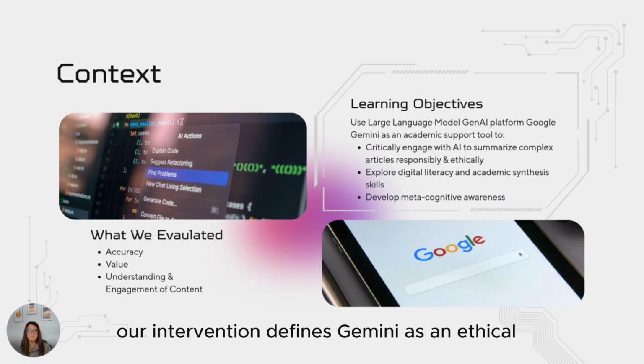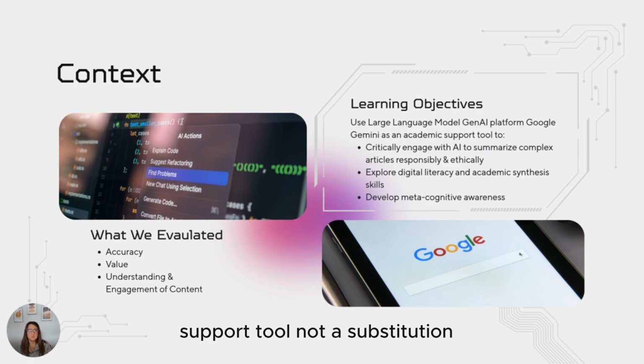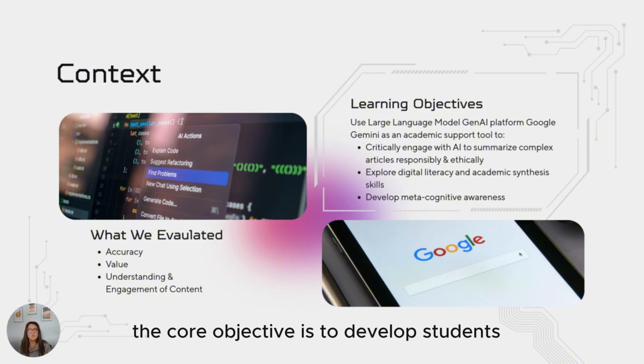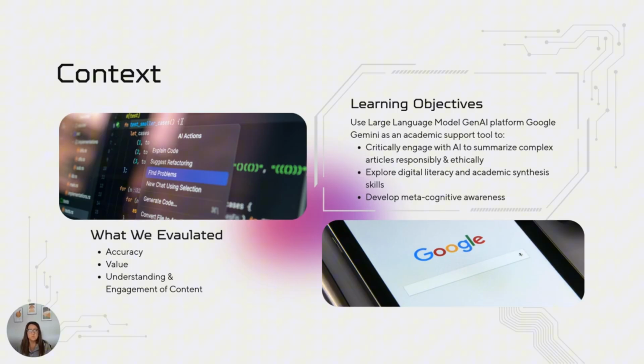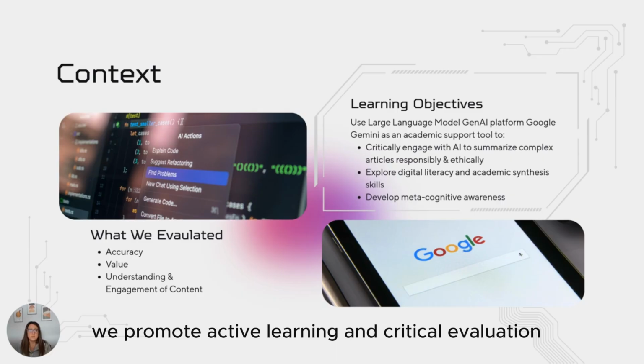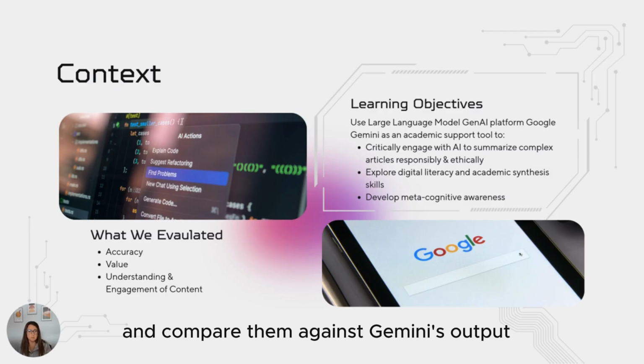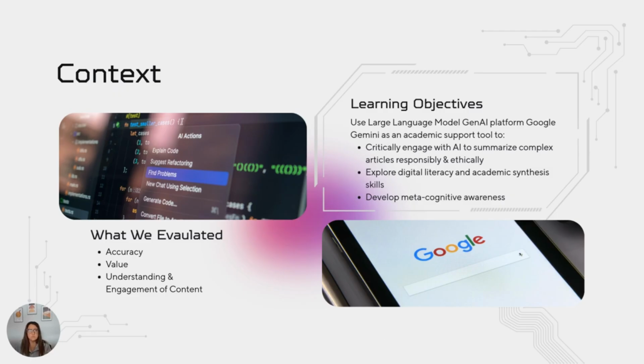Our intervention defines Gemini as an ethical support tool, not a substitution, designed to enhance graduate student comprehension and productivity. The core objective is to develop students into more discerning researchers. We promote active learning and critical evaluation by requiring students to produce their own summaries and compare them against Gemini's output to strengthen summarization skills.